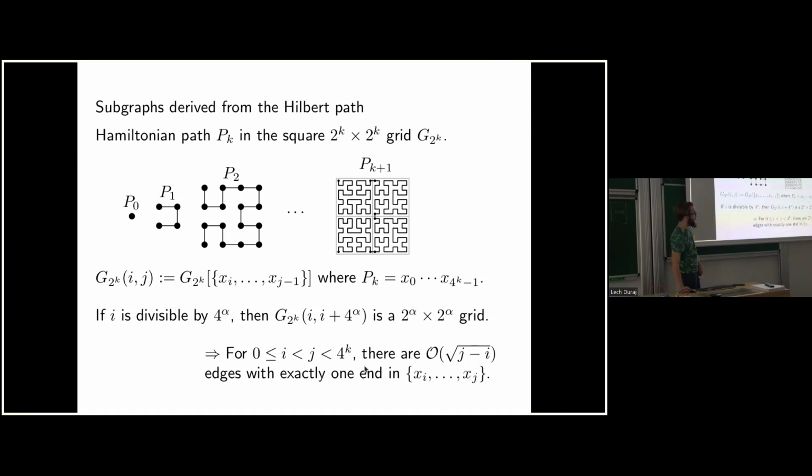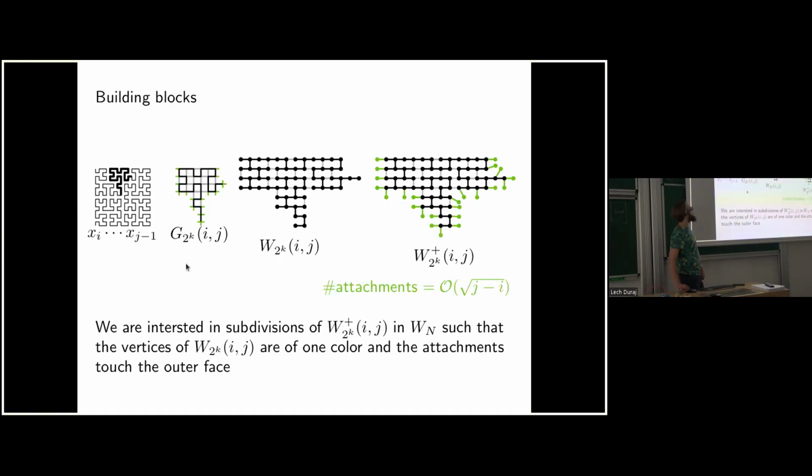And since we will have at most constant size of each grid size in the optimal partition of the subgraph into grids. This will imply that the total number of outgoing edges will be like square root in the number of vertices in this subpath.